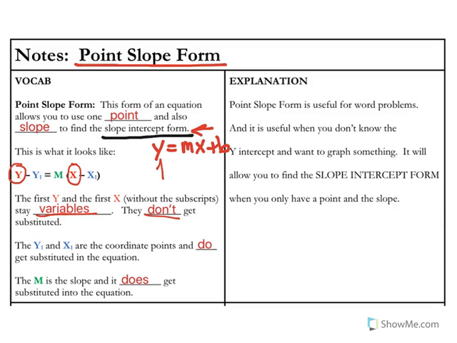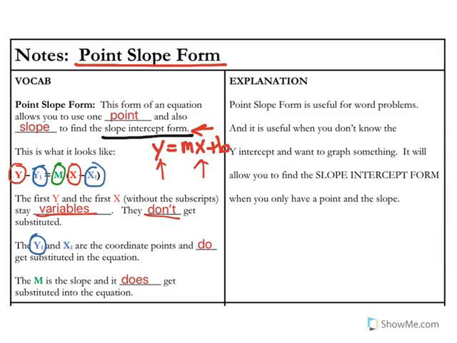If you look up here, here's your y and here's your x. So it's similar. These two don't ever get substituted. The m and the b are slope and y-intercept, but the y and the x always stay there. Same with this one. The ones that we do substitute are the y1 and the x1, as well as the slope. So let's look at the next part.